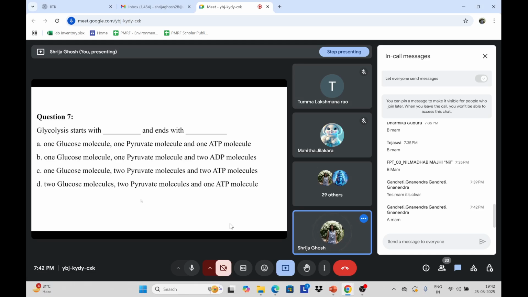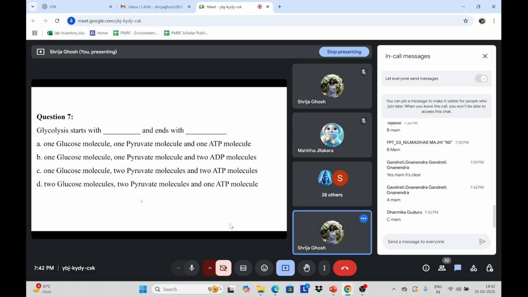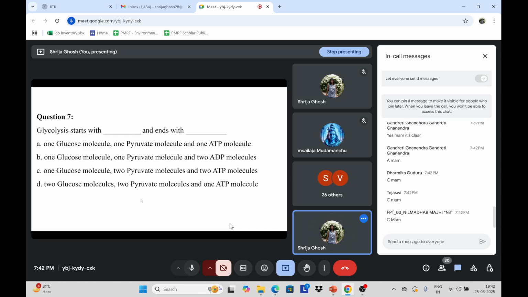Okay, we have one answer, option A, that is glycolysis starts with one glucose molecule and ends with one pyruvate and one ATP. Okay, another answer is option C. Glycolysis starts with one glucose molecule, ends with two pyruvate and two ATP.